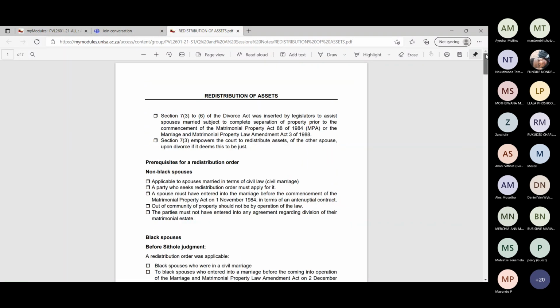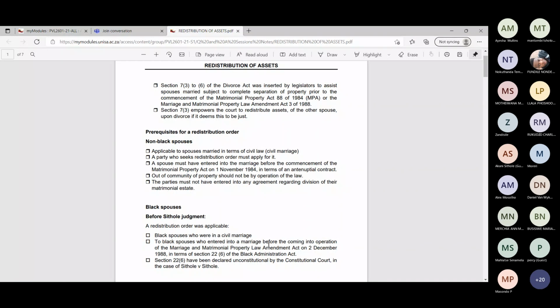Remember, the first and most important principle is that only non-black spouses who were married before 1 November 1984, and whose marriages are out of community of property because they entered into an antenuptial contract where they excluded community of property and accrual, can request this. The spouse whose estate is lower can request the court to redistribute assets. So if your marriage occurred after 1 November 1984, you cannot request redistribution of assets because this provision is not applicable to you.